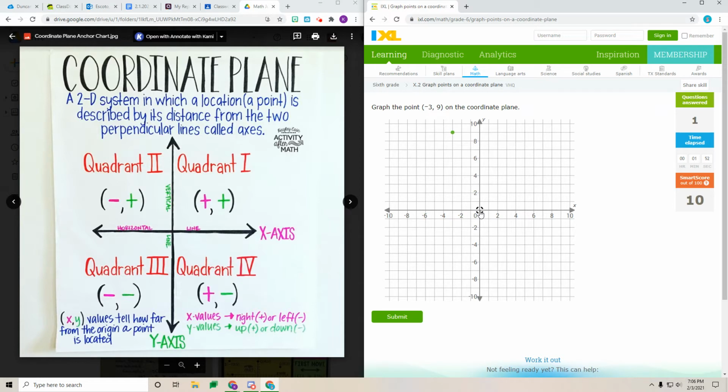Okay. So again, I started at the origin. I went to the left 3 in the x direction. And then we went +9 in the y direction. And that was my final spot for my dot.